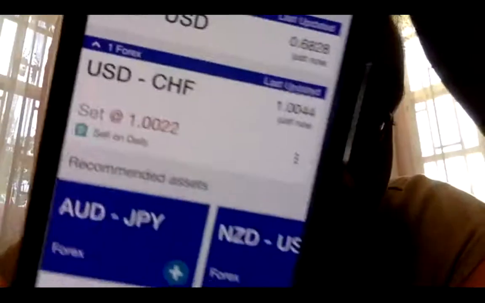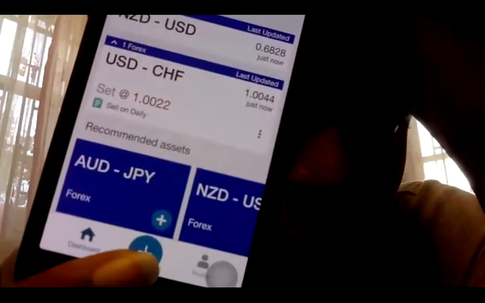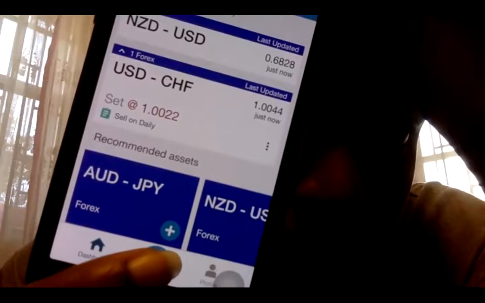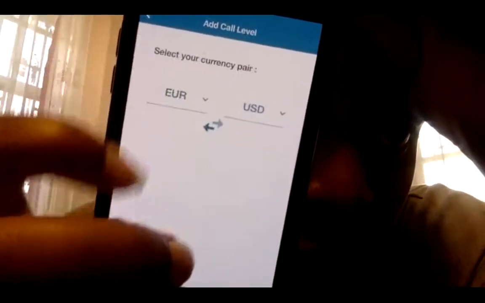Okay. So with the call levels, let me delete one. So I'm gonna do over the call level again. So here, right? I'm gonna click add at the bottom. We're gonna go to Forex pairs.